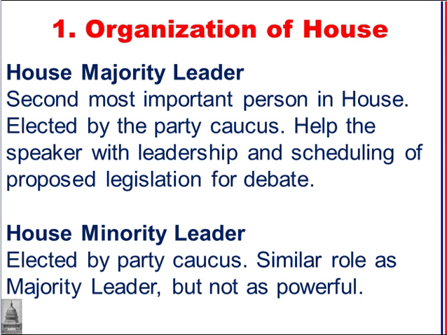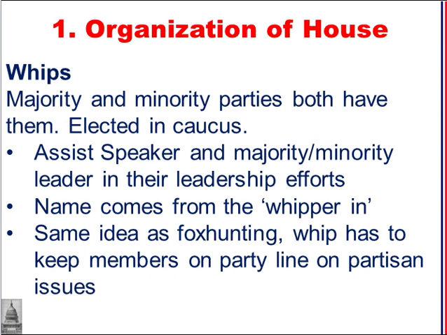And they assist the House Speaker in conducting business. The House Minority Leader is also elected by the Minority Party caucus, and they play a similar role as the Majority Leader, but not as powerful. There's also positions known as whips. There's the Republican and Democratic whips. They both have them. They are elected by their party members in a caucus. They assist the Speaker and the Majority Leader and Minority Leader in their leadership efforts.